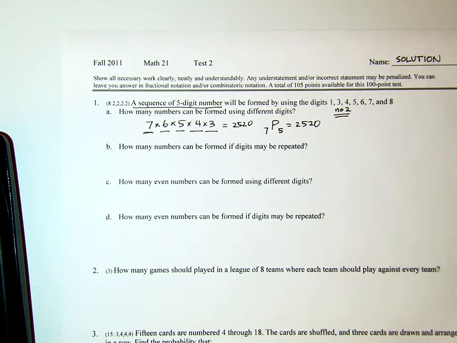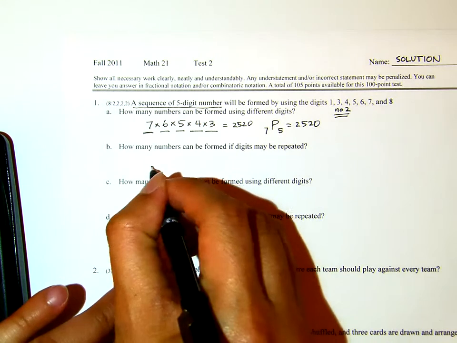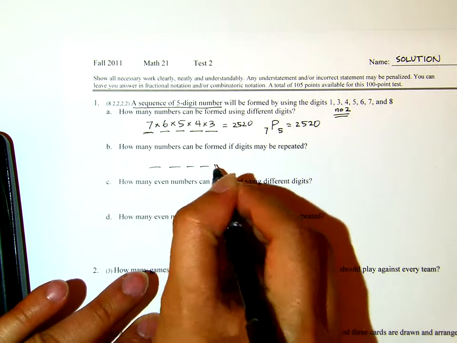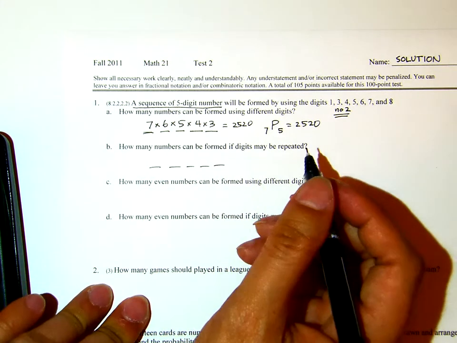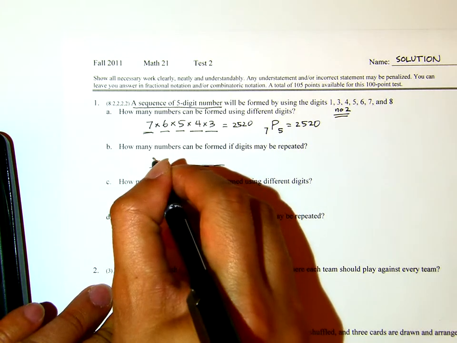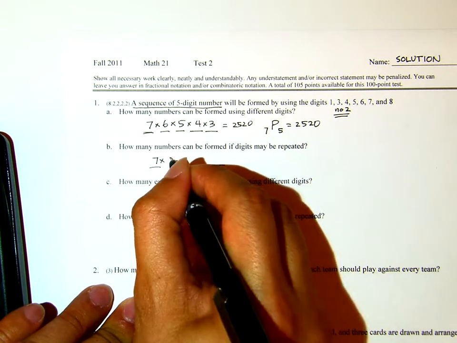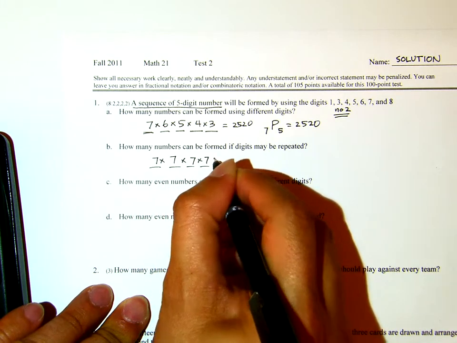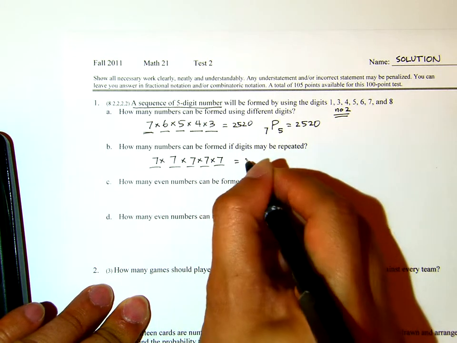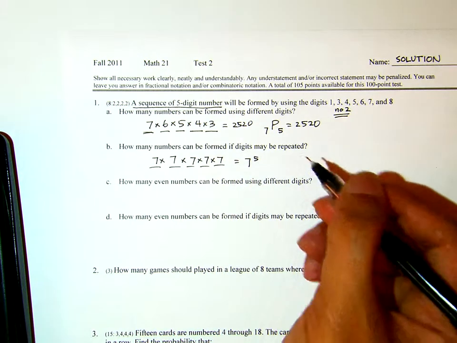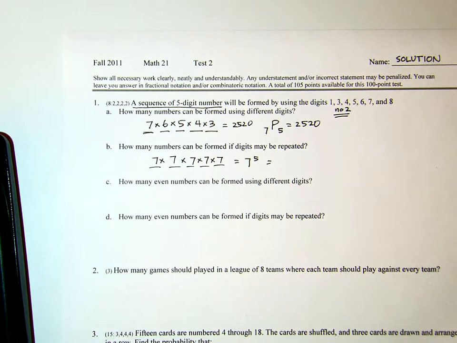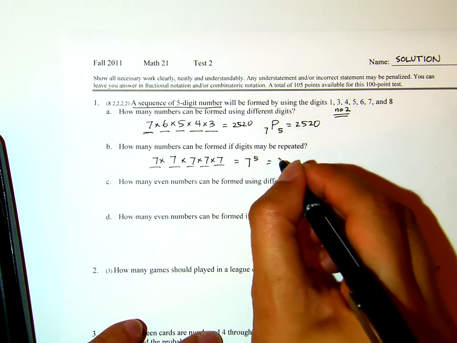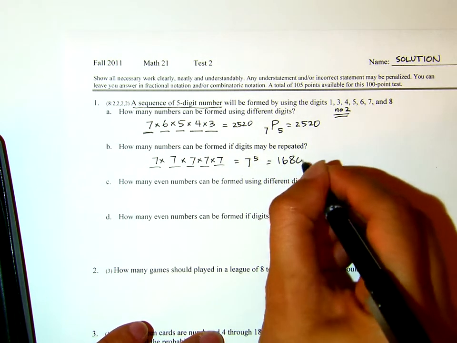Part B. How many numbers can be formed if digits may be repeated? Again, we use 5 digits, right? There are 5 digits, and you can repeat the digit you use. In other words, if the first place you have 7, the second place you still have 7 choices, and so on. In total, you will have 7 to the 5th, which if I use calculator, I get 16,807.